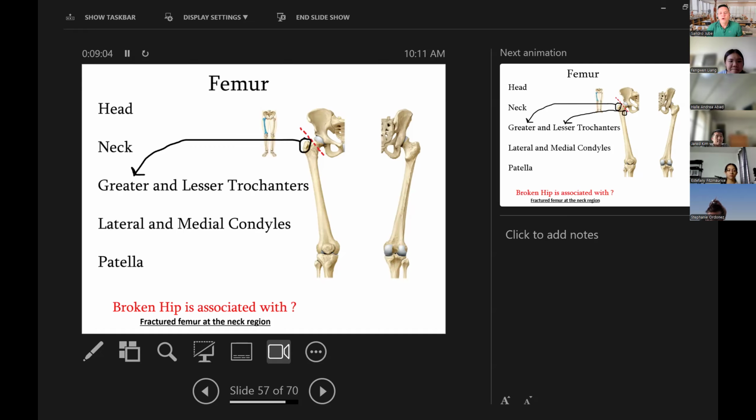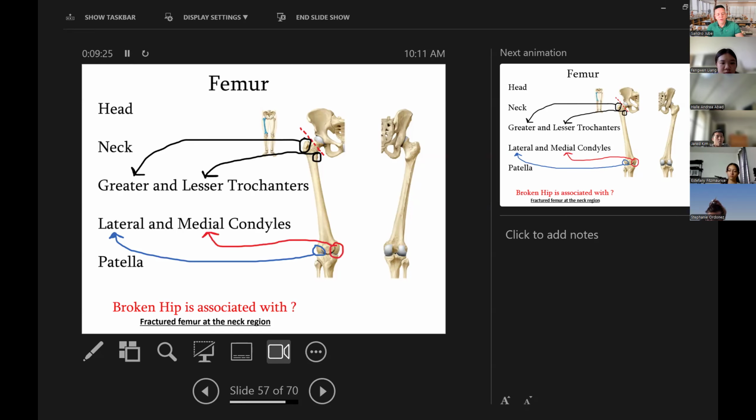Taking a look at the femur here, there are 2 bumps that serve as attachment for tendons and ligaments, and these are what we call the trochanters. So we have the greater trochanter and the lesser trochanter. And then in the distal end of the femur, we're going to find the 2 condyles. We find the lateral condyle, which has a lateral aspect, and we're going to find the medial condyle, which has a medial aspect.